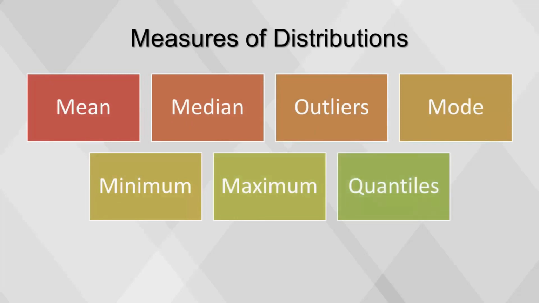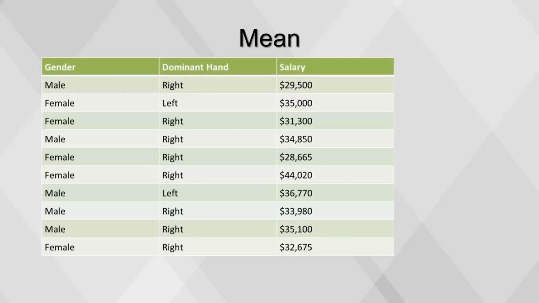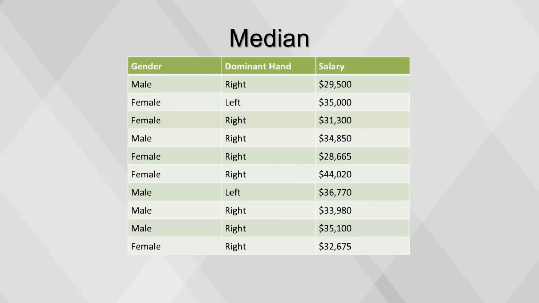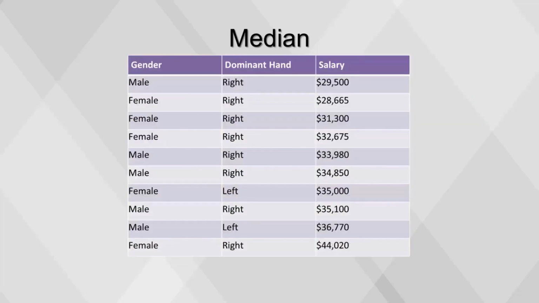To find the mean or average, add up all the numbers and divide by the number of rows. $341,860 divided by 10 equals a mean of $34,186. To find the median, sort the numbers and find the middle value.